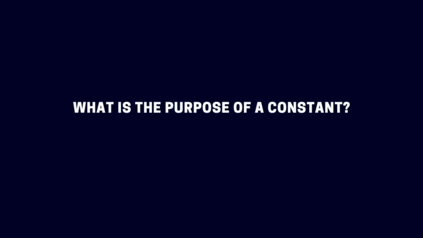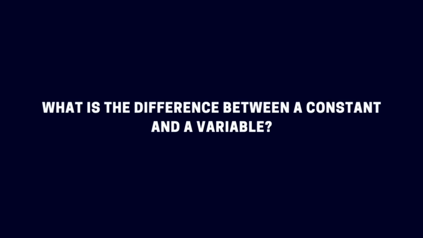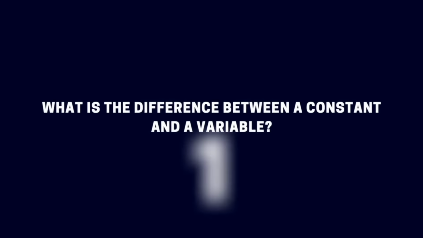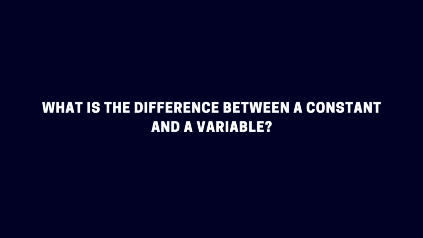The purpose of a constant is to define data that cannot be changed. What is the difference between a constant and a variable? A variable defines data that can be changed and reassigned later in the program, whereas a constant defines data that cannot be changed.